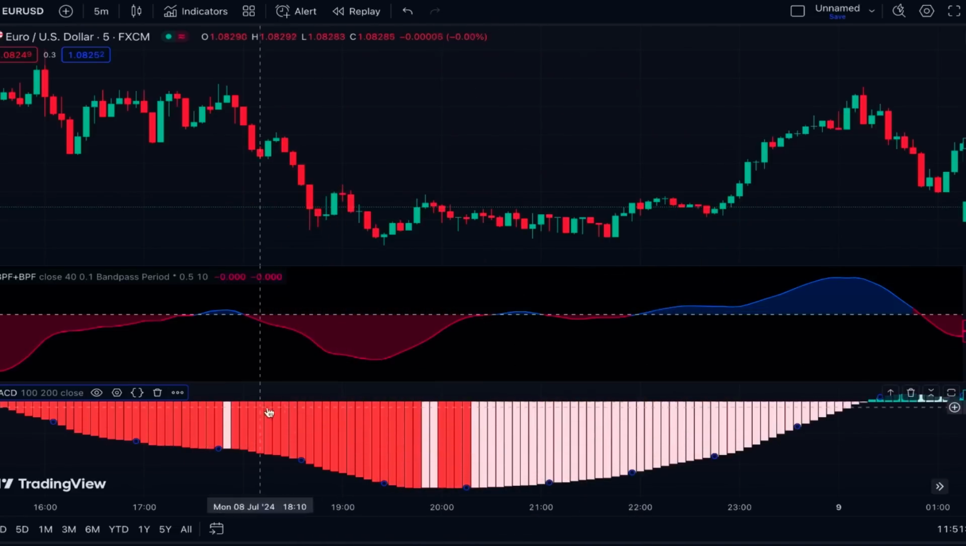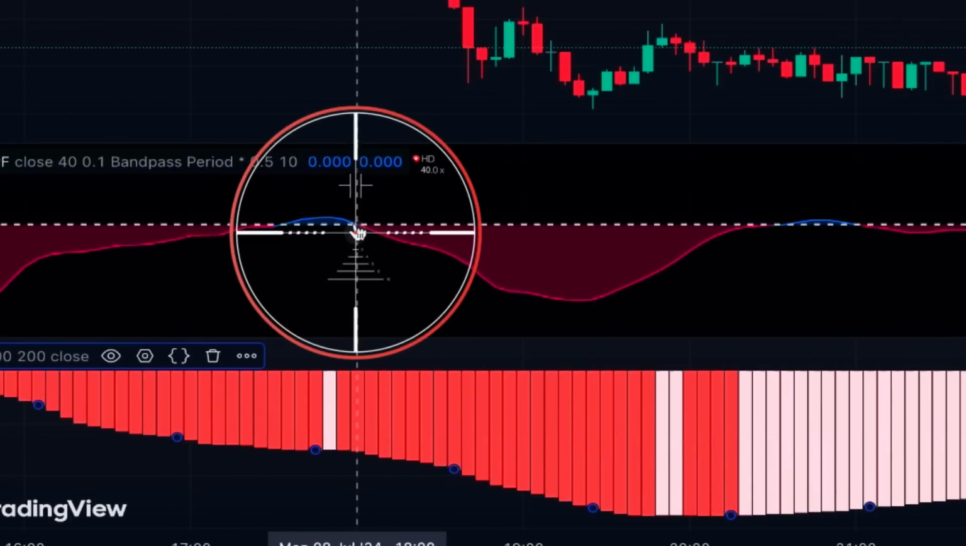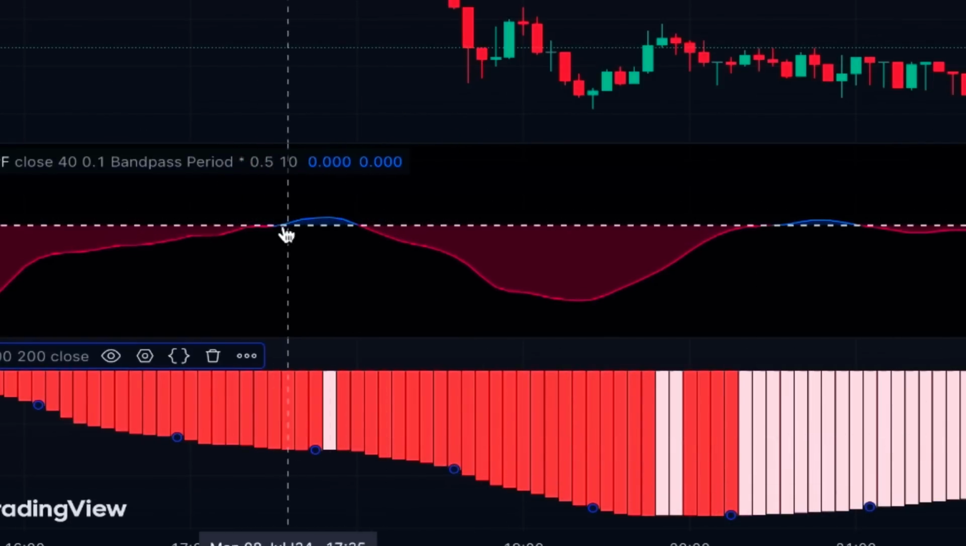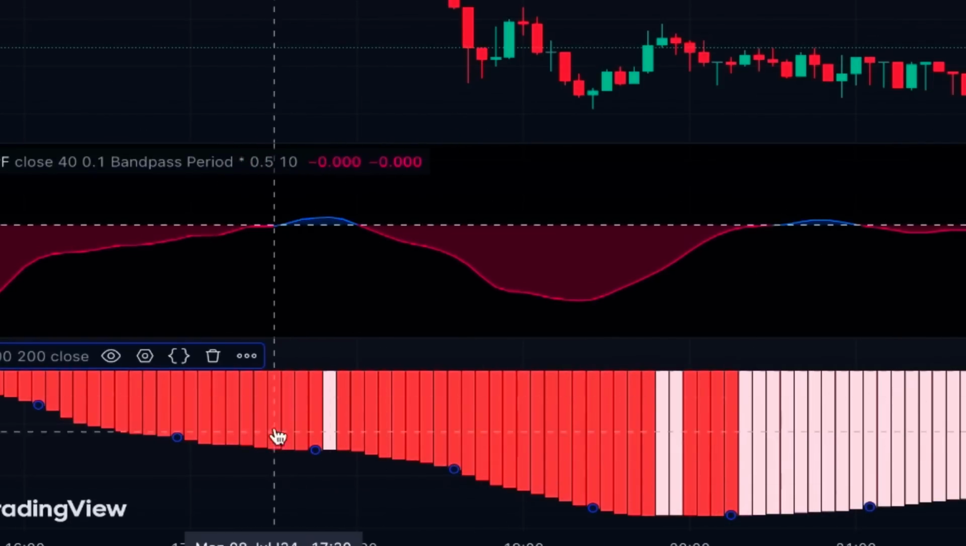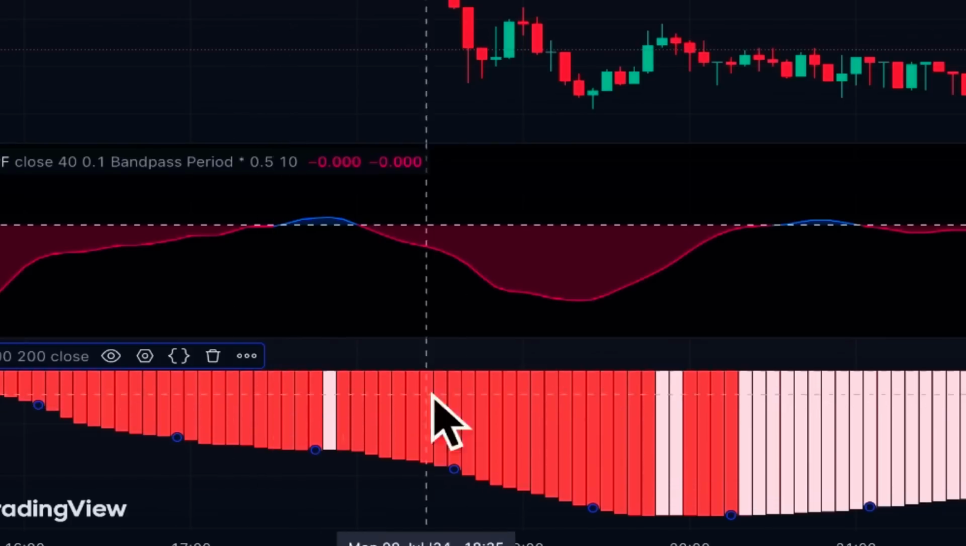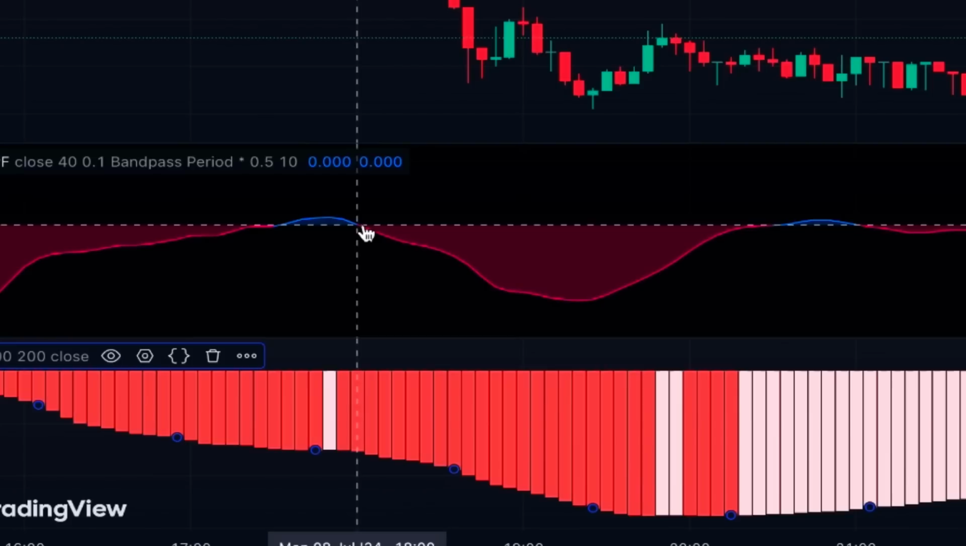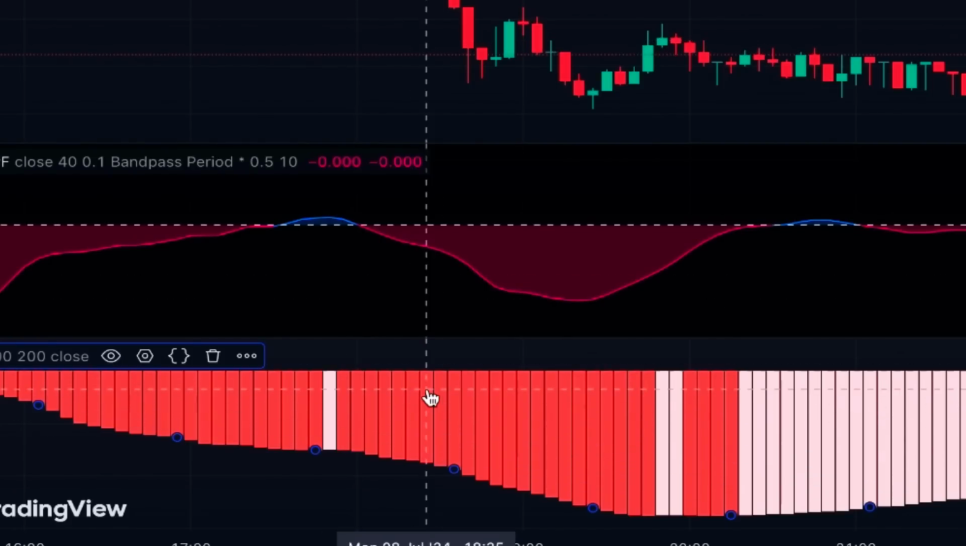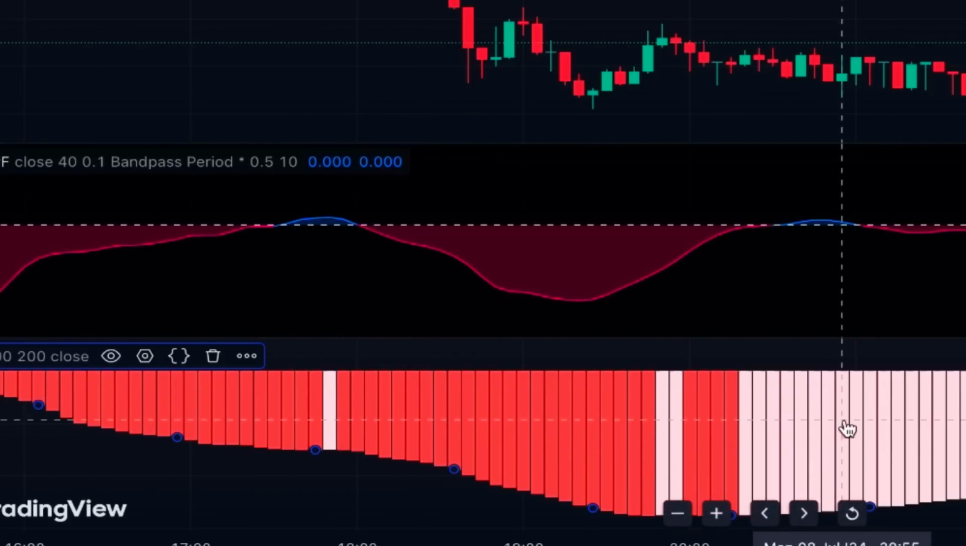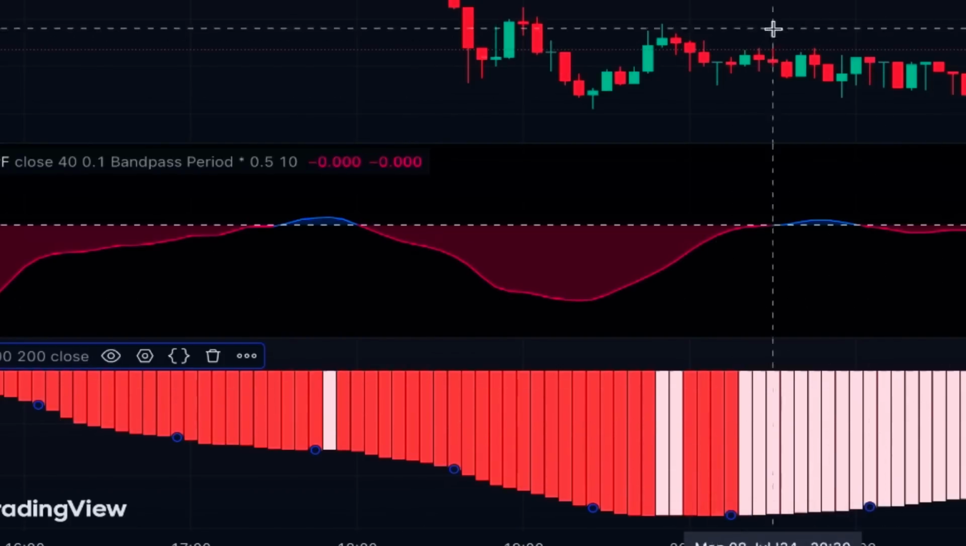When the histogram is red, we are in a downtrend and we focus on bearish center line crossovers. We don't care about bullish center line crossovers because the MACD histogram is red. So while the MACD histogram is red, the focus is on bearish center line crossovers, and we only take the bearish crossovers if the bar in the MACD histogram is dark red, because when it is dark red we have increasing downside momentum, but when it is light red it shows that the downside momentum is weakening.